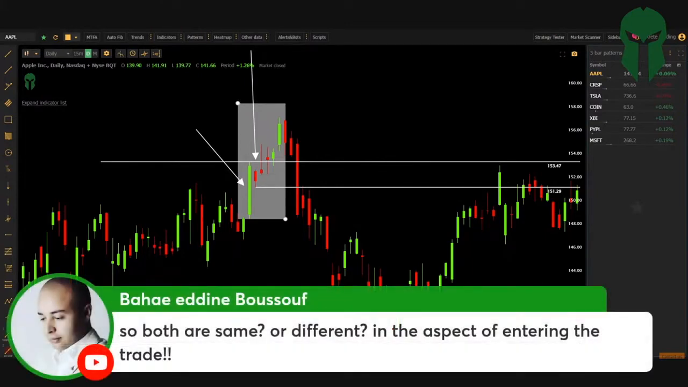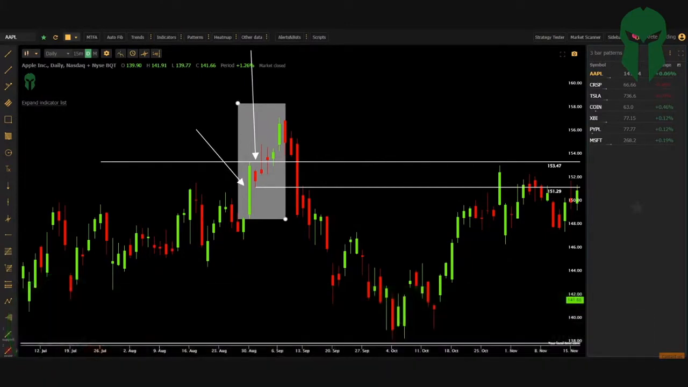So both are the same or different in the aspect of entering the trade. They're both different. Buys and sells are both different. They're different because of how you're going to enter and where your stop's going to be. Again, this is your stop. This is your entry. If you're doing these and you're interested in something like this, you could just put a buy stop out there for the day.